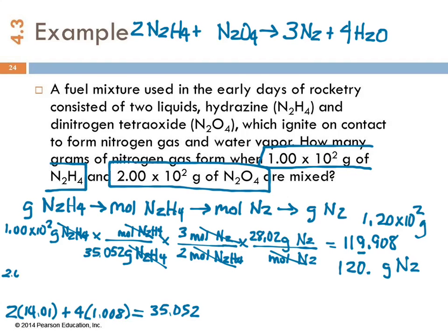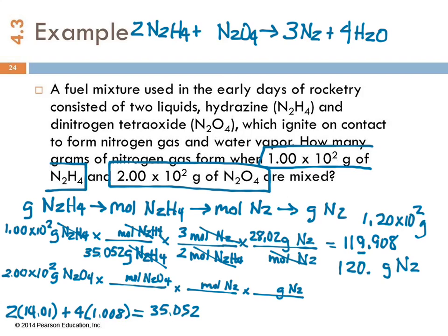So 2.00 times 10 to the 2 grams of N2O4. And we'll have moles of N2O4, and we'll have moles of N2, and we'll have grams of N2. And I'm slanting down. I'm sure that means something. Maybe it's that I'm feeling pessimistic. N2O4. I'm writing on half of an iPad mini. It's very small. Moles of N2.